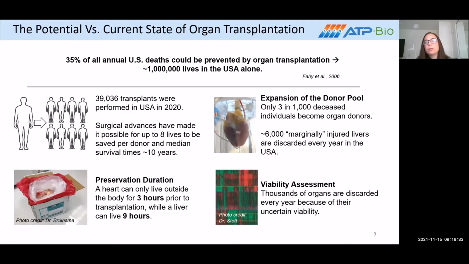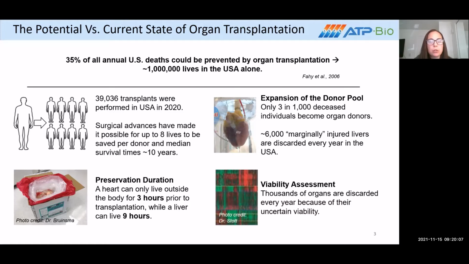Why is this so important? If we look at the landscape in organ transplantation, there's a massive discrepancy between what the potential of organ transplant could be versus what it is right now. It's estimated that approximately 35% of all annual US deaths could be prevented by organ transplantation. That's if you remove all barriers on transplantation. In other words, if anyone needed an organ, it was directly available. This could translate into 1 million lives saved every year in the US alone. So these are significant numbers that we're talking about.